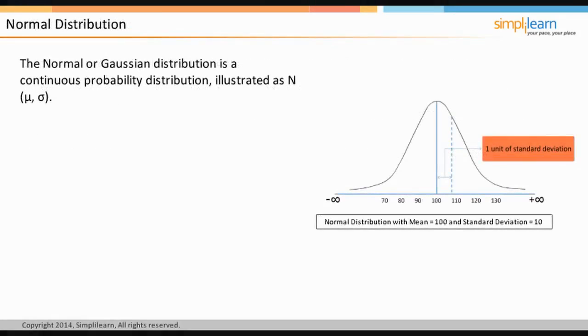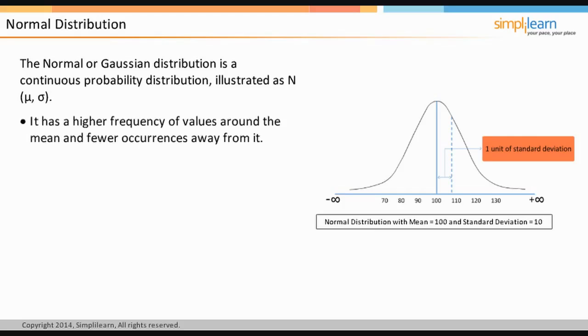Let us learn about normal distribution in this screen. The normal or Gaussian distribution is a continuous probability distribution. The normal distribution is represented as N and depends on 2 factors: mu, which stands for mean, and sigma, which gives the standard deviation of the data points. Normal distribution normally has a higher frequency of values around the mean and lesser occurrences away from it.